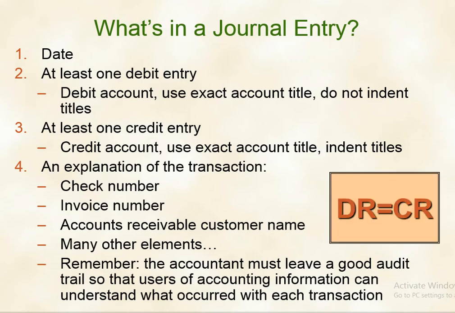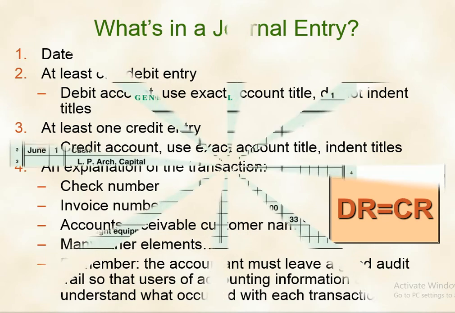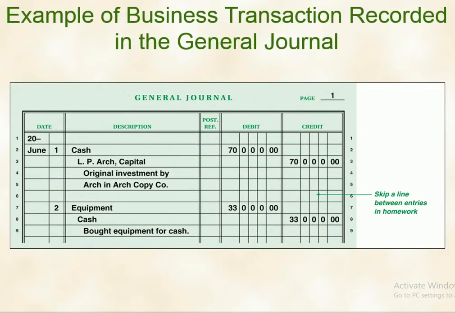Debits must always be equal to the credit. Look at the example of a business transaction recorded in a general journal. Look at this format. This is the proper format and this is the example in front of you. You will be entering the date, 1, 2, 3, 4, 5, a total of 5 columns. Page number is necessary. Your heading is necessary. General journal, because generally you would be recording all the necessary transactions, right? It is a mix of the transactions.